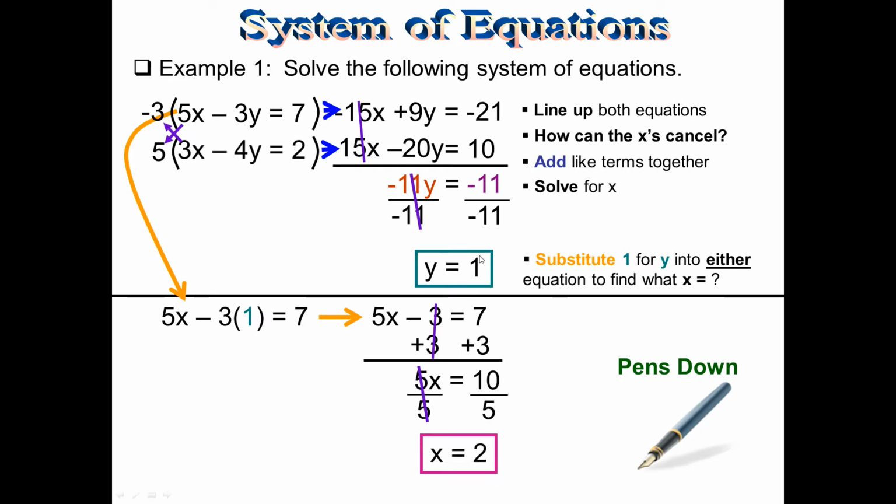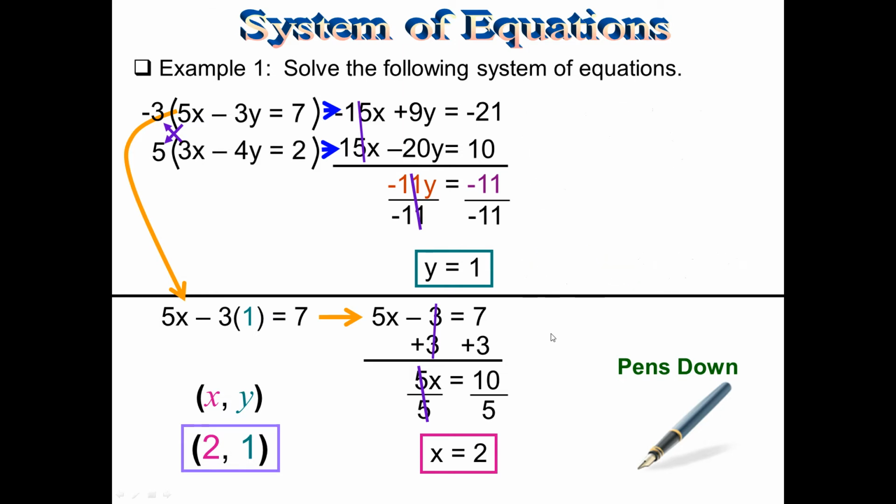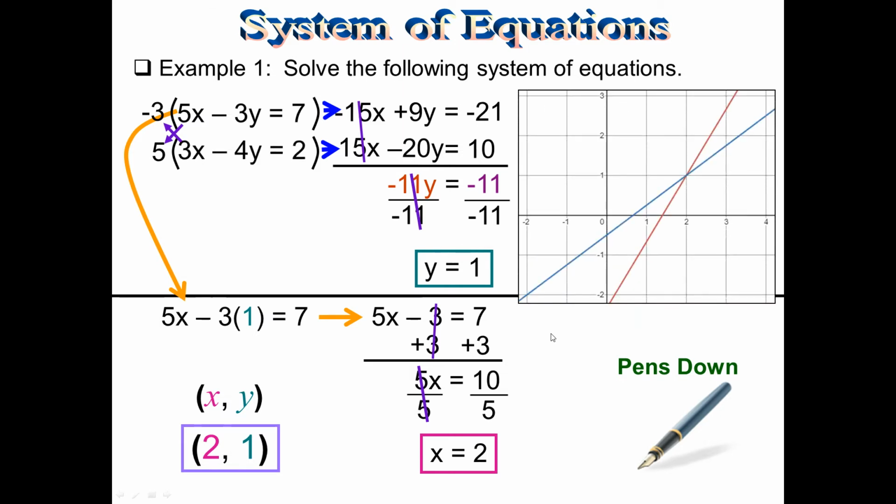So where they intersect is a coordinate. It's an ordered pair, so we need to write it as such. I'm going to write it as an ordered pair, x comma y, and it's going to be 2 comma 1. So what does that mean? Well, that means that if you were to graph each function, they would intersect at the point 2 comma 1. Let's see, 2 comma 1 right there. That's exactly where they cross. That's where they intersect.